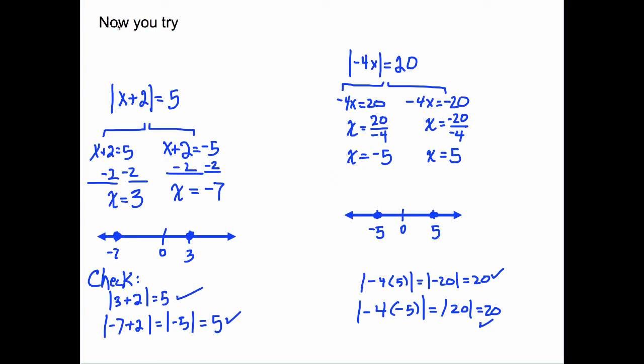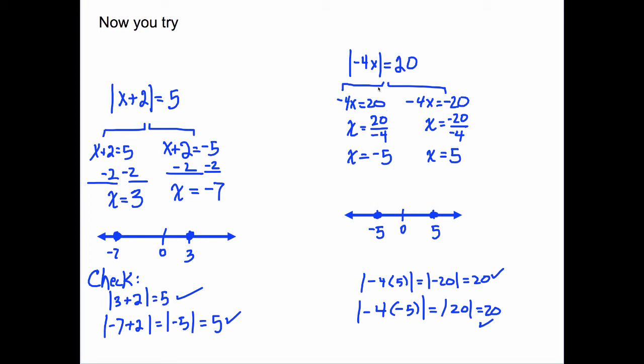Okay, I'll show you the solutions here. To the first two, I'll look through them briefly. We split this first problem into x plus 2 equals 5, x plus 2 equals negative 5. We solve by subtracting 2 from each side. We get x equals 3, x equals negative 7. Here's the graph, and there's the check.